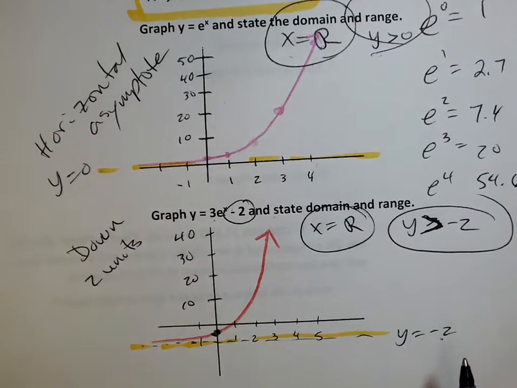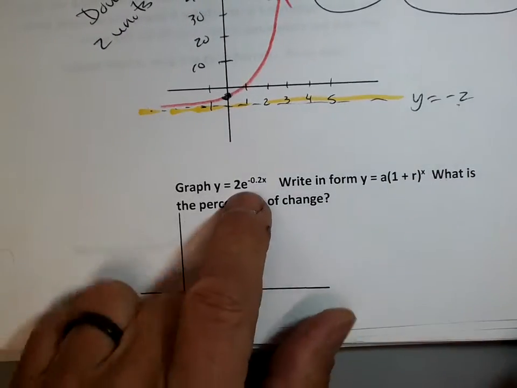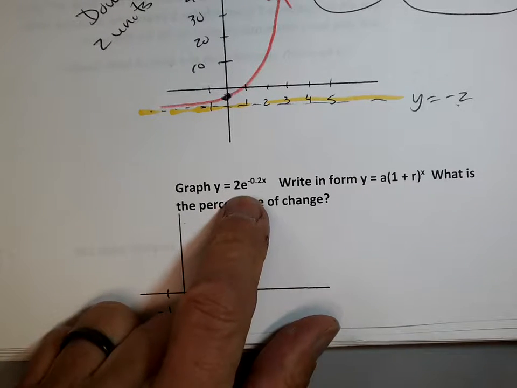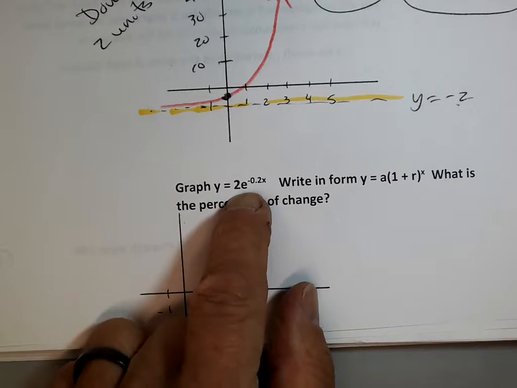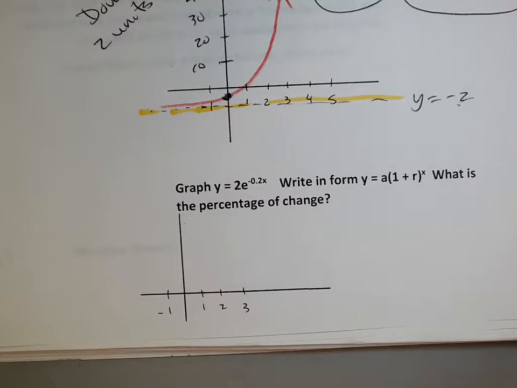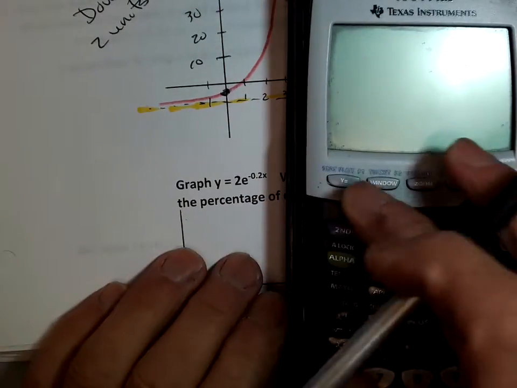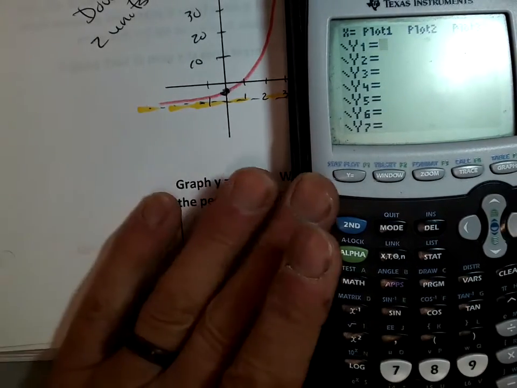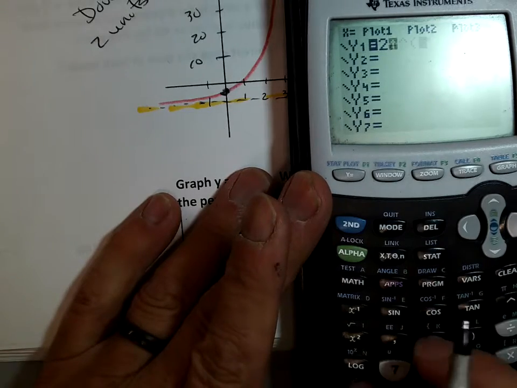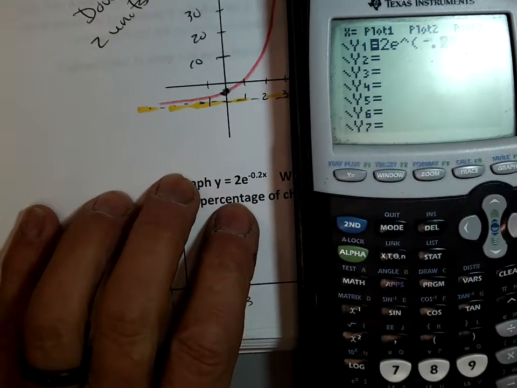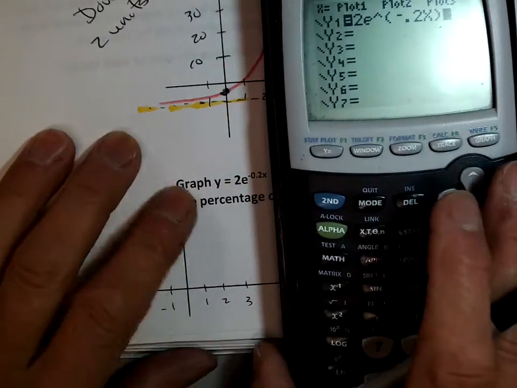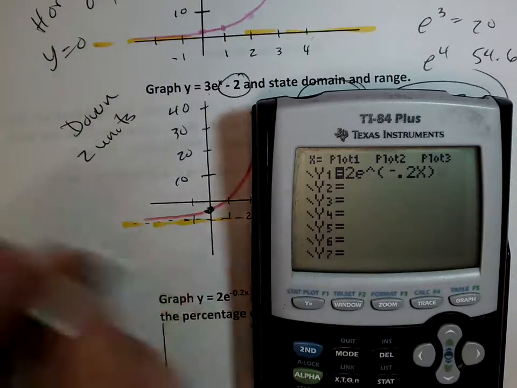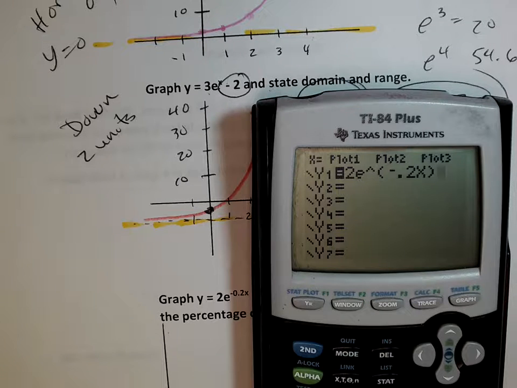Okay, now number 2. What we want to do is this. So let me real quickly show you what we got going. If I graph this on my calculator, I want you to see what it looks like. If I go 2 times e to the negative 0.2x. Now before I graph it, because this is a negative, this graph's going to go down. It's going to be decay.